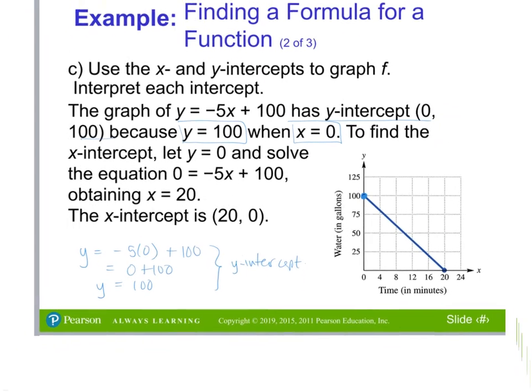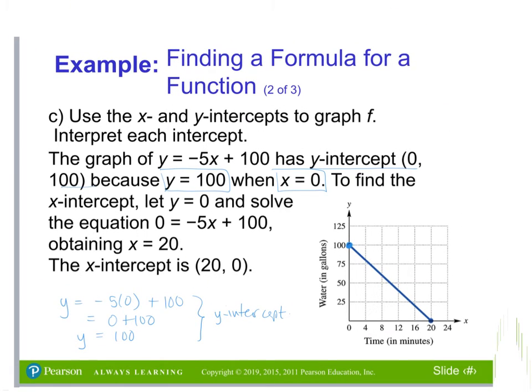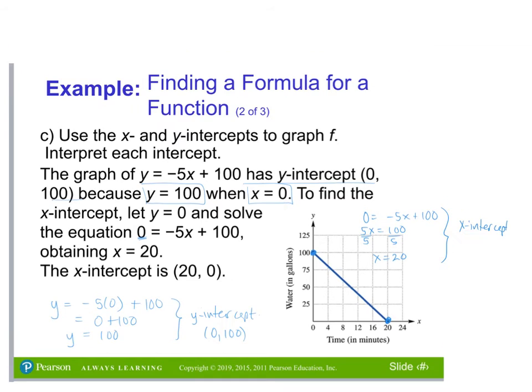Okay, so finding the y-intercept, plug 0 in for x. Now to find the x-intercept, we're going to set our equation equal to 0 and solve. Okay, so I'm going to add 5x to both sides. Dividing through by 5, we get x equals 20. So there is the x-intercept. Okay, so in 20 minutes, there will be 0 water in the tank. That's what that x-intercept means. The y-intercept means the initial amount. So initial amount was 100, and the x-intercept says in 20 minutes, there will be 0 water in the tank.